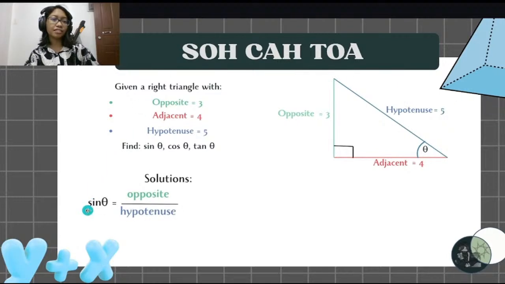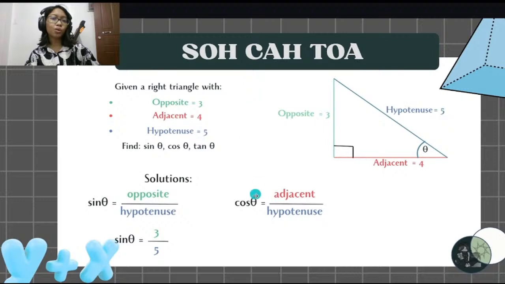SOH means sine is equal to opposite over hypotenuse. Substitute. Opposite is equal to 3. Hypotenuse is equal to 5. Thus, sine theta equals 3/5.